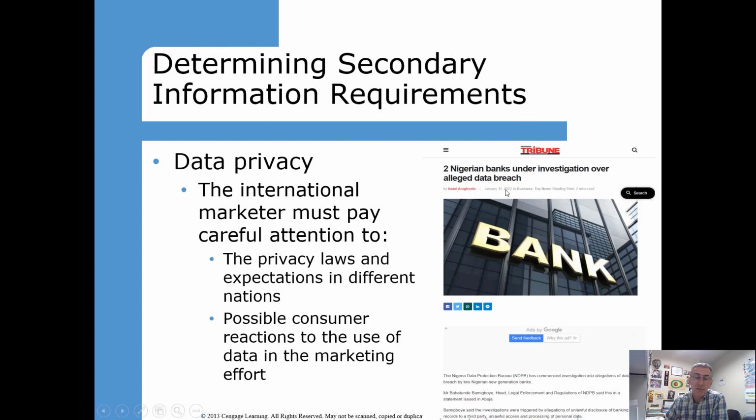Of course, in the US, we get those alerts all the time, but I'm using the example here of a Nigerian bank under investigation over data breach. So it's so common. And so you really have to make sure that, especially when you're collecting data, you're super sensitive to that and you're taking all the right steps.